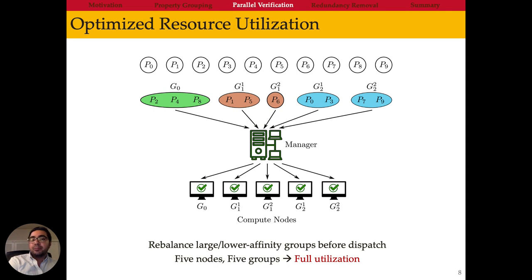In this work, we improve the state of the art in property grouping algorithms such that given groups G1 and G2, our new property grouping procedure rebalances G1, G2 into smaller but guaranteed higher affinity groups. Since now we have 5 groups to verify, each node works on a separate group and we have full utilization of available resources.